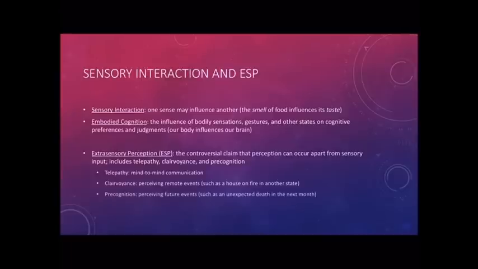Precognition is being able to perceive a future event, like an unexpected death in the next month, right? I think my sister is going to die in a car crash or something, and then I turn out to be correct. I had precognition. I was able to perceive a future event. And so parapsychology is the branch of psychology that tries to study extrasensory perception and other things.